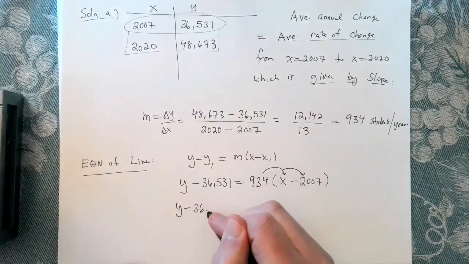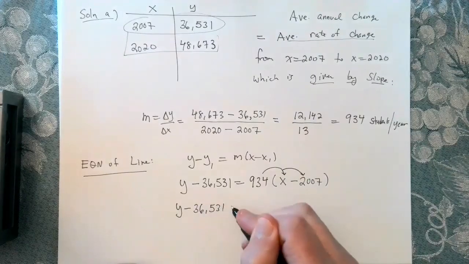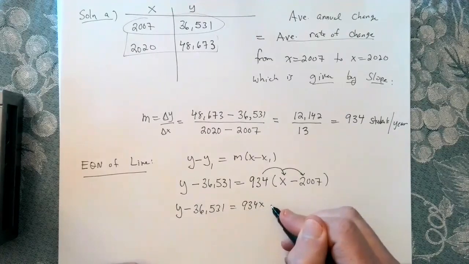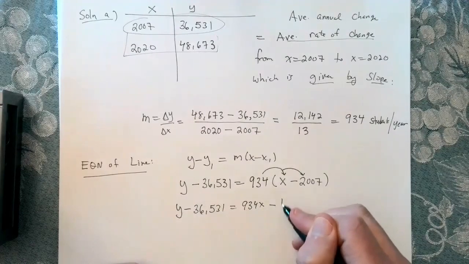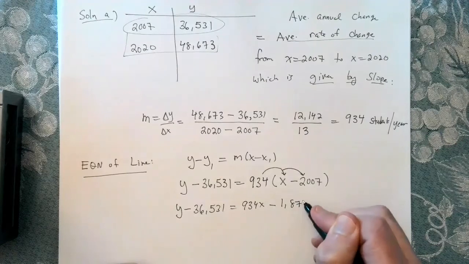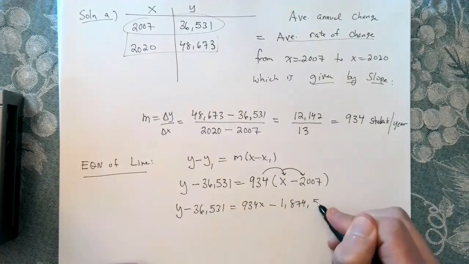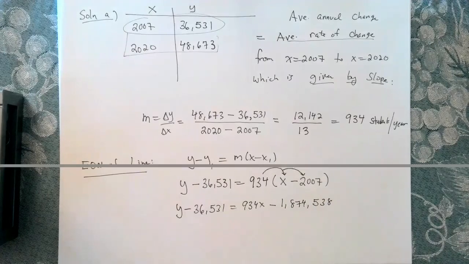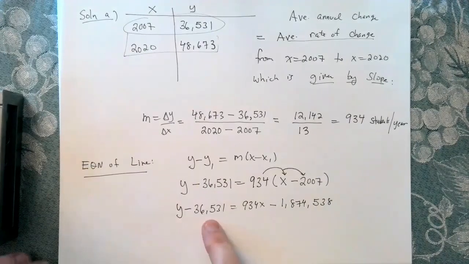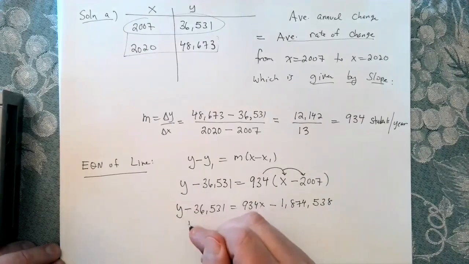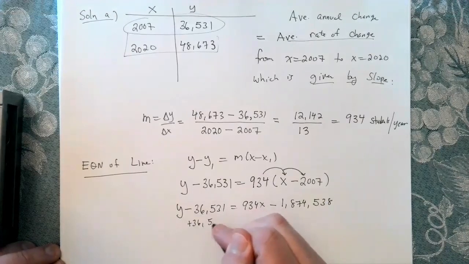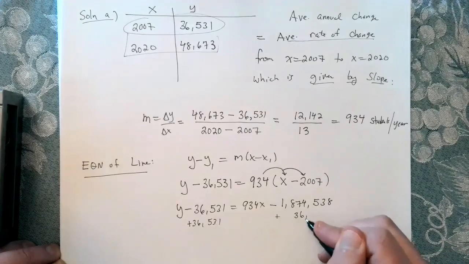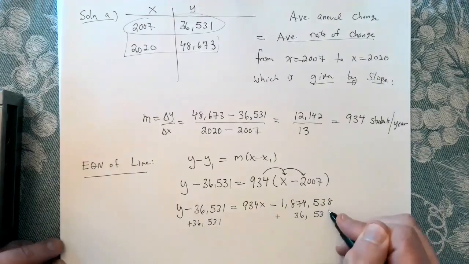So y minus 36,531 equals 934x minus, looks like, 1,874,538. And then we just want to isolate y. So let's add this quantity to both sides. I'm going to add 36,531 to the left, and I'm also going to add 36,531 to the right.